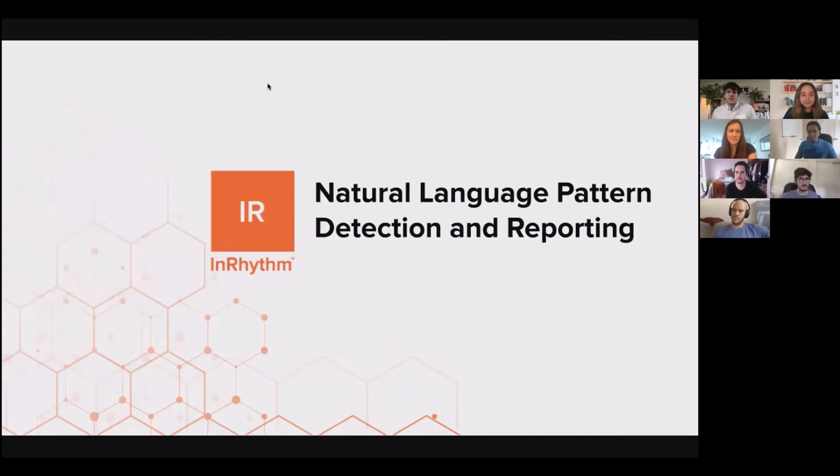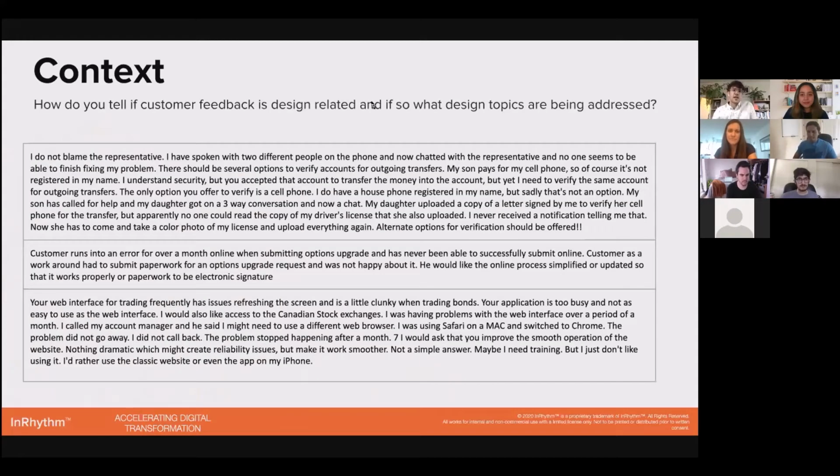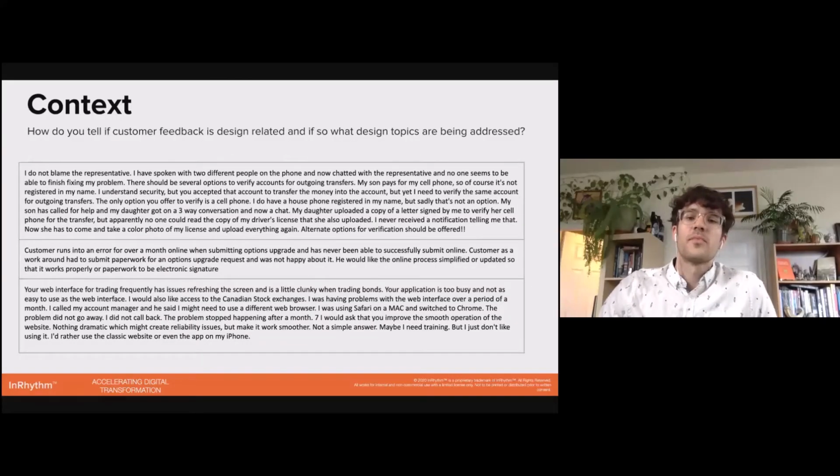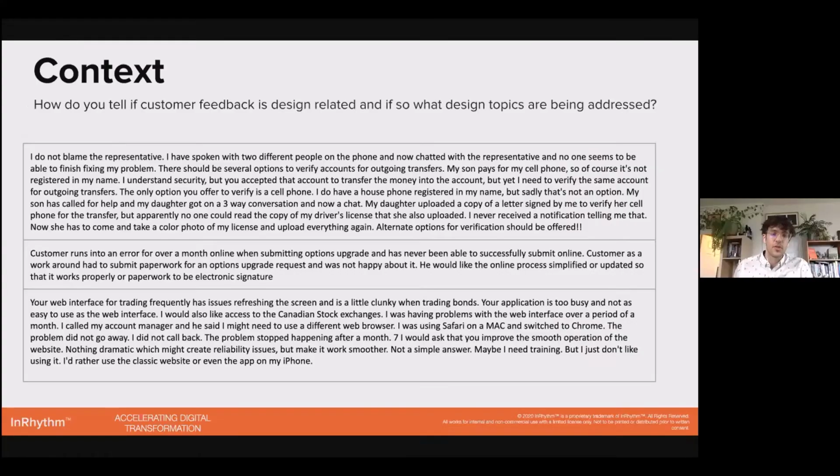All right, let's get started talking about natural language pattern detection. Okay, so here's the context. Just to give you a heads up, this is supposed to look overwhelming. The context here is: how do you tell if a customer's piece of feedback is design related, or related to any specific topic? We're going to use design in this example. And if so, what design topics are relevant within that piece of feedback, and how do you report on them?